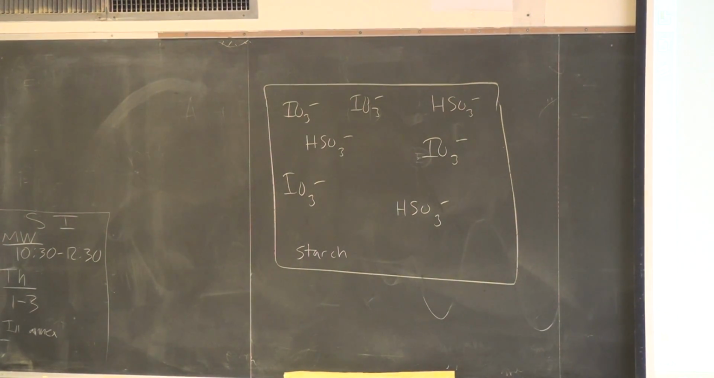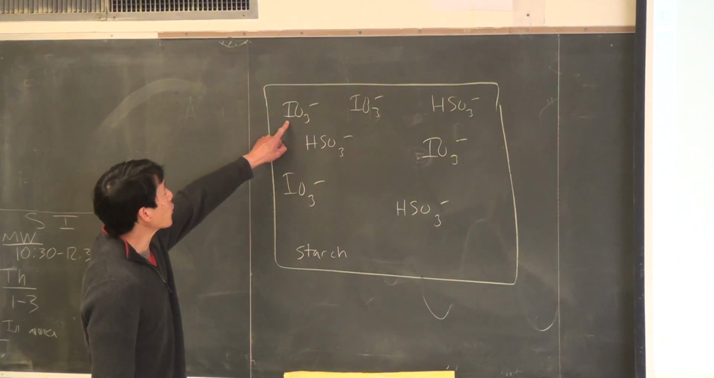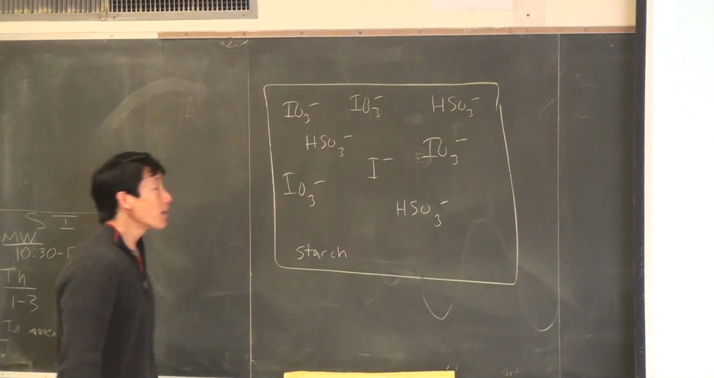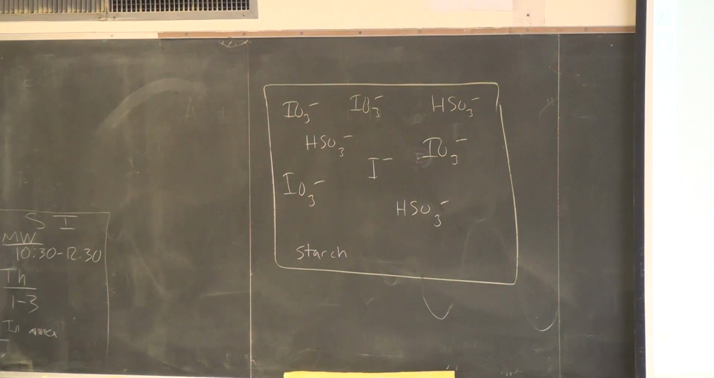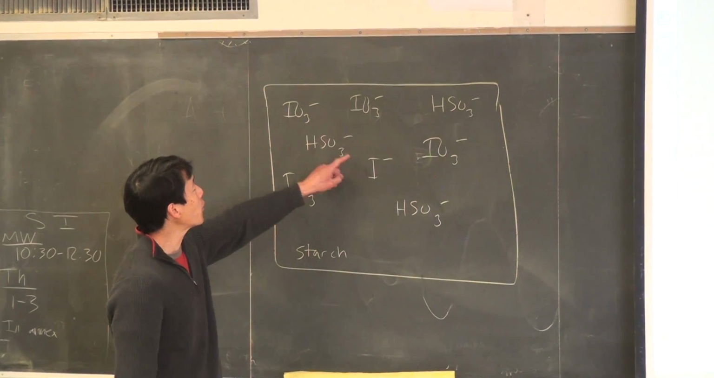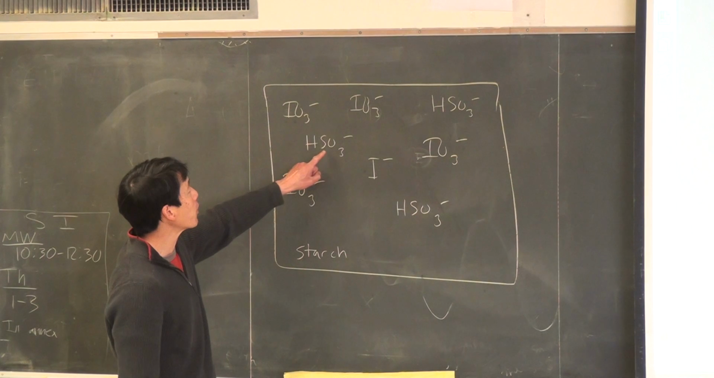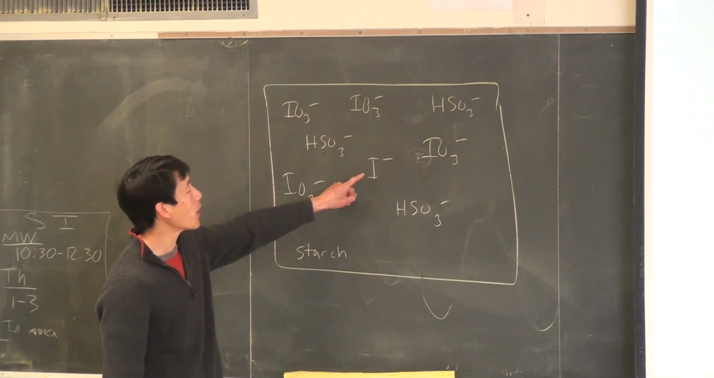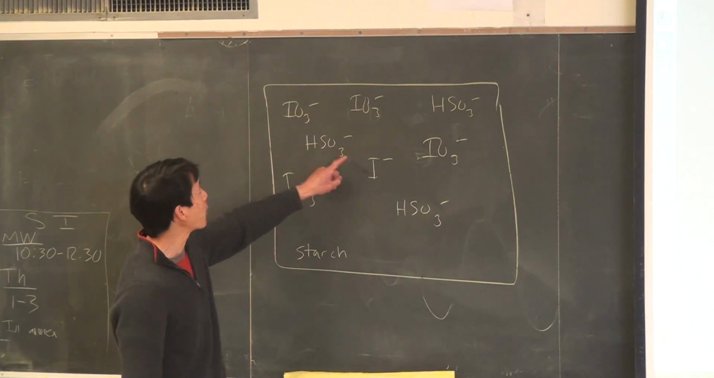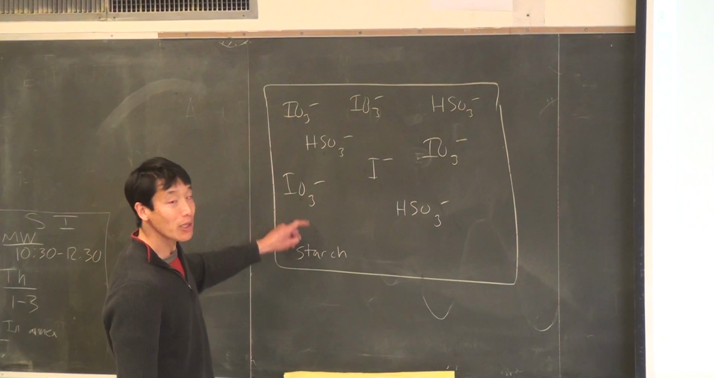Okay, so in reaction 1, note that 1 IO3 minus reacts with 3 HSO3 minuses to form I minus. So when IO3 minus reacts with some HSO3 minus, I minus is going to be produced. As the I minus is being produced, IO3 minus will still react with the HSO3 minus to produce more I minus. But the I minus is going to react with the IO3 minus to produce I2.